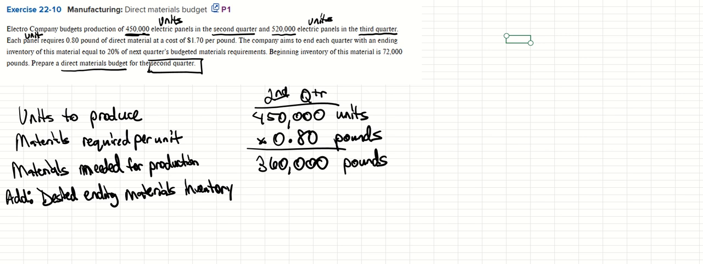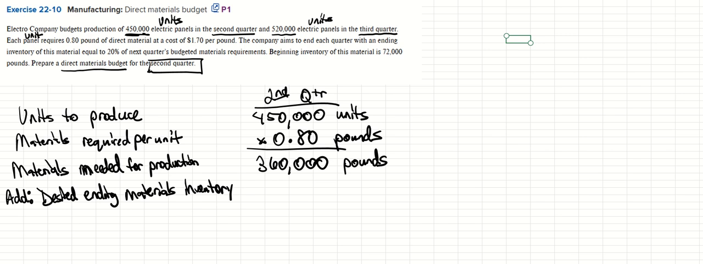So this is what the desired ending materials inventory is for. Based on the information that's provided to us, the desired ending inventory for the quarter is going to be equal to 20% of next quarter's budgeted materials requirements, which is why they gave us the budgeted units for the third quarter, so that way we can do that calculation.